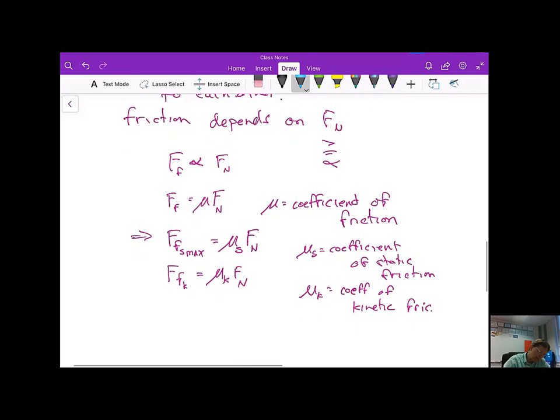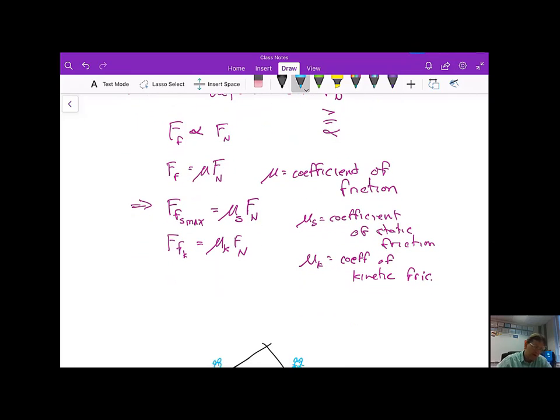Okay, so let's go back to review friction. Remember that friction, the force of friction, is proportional to the normal force. It's proportional to how hard two things are pressed together. How hard it is to slide them relative to each other is dependent on how hard they're pressed together.